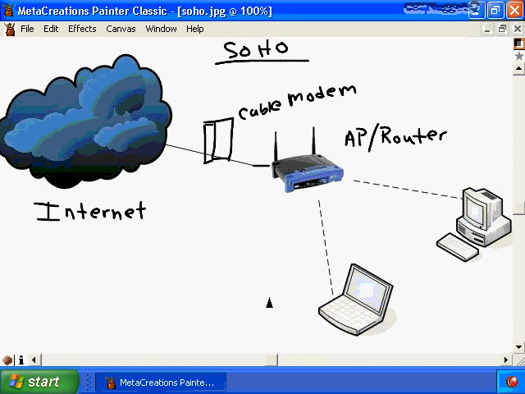Now, it's becoming more and more common these days for households to have a single high-speed broadband connection to the internet through a cable modem connection or a DSL connection. But more and more households also have multiple computers. They have 2 or more computers. So people want to use this single connection to the internet and share that connection among all the computers that they have in their house.